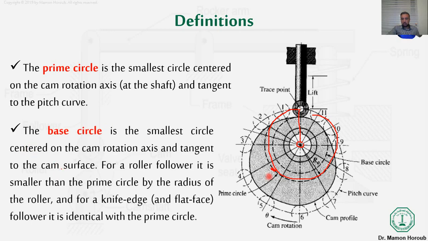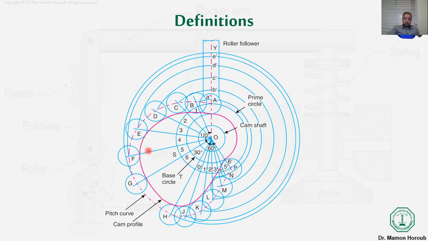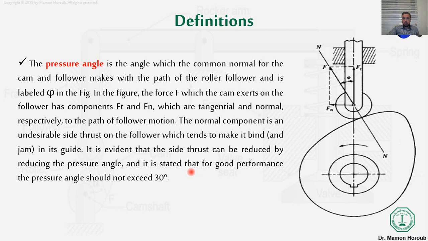After that, the base circle, as I discussed last time in the last lecture, which represents the circle that has a radius equal to the distance between the center of the cam and the touch point between the follower and the cam profile. So this is just another example to show us the different circles that we have discussed before, and this shows us again what we have discussed in the last lecture.